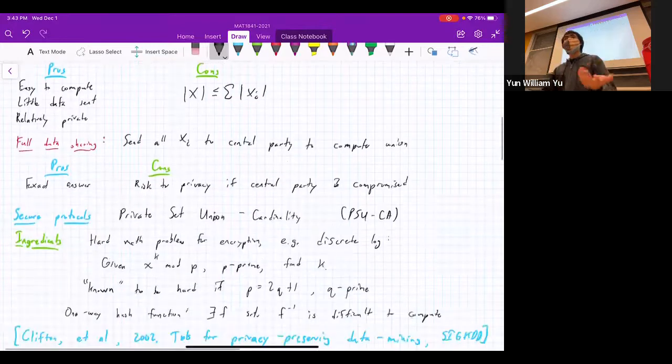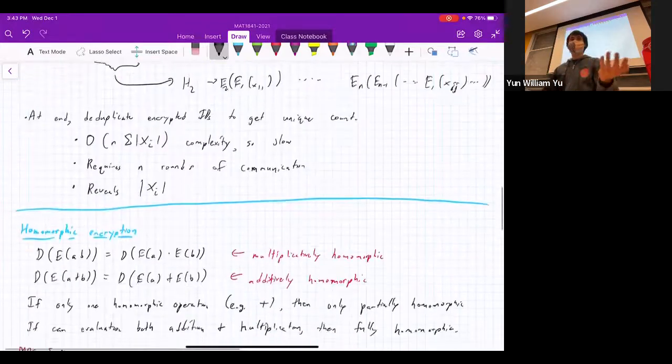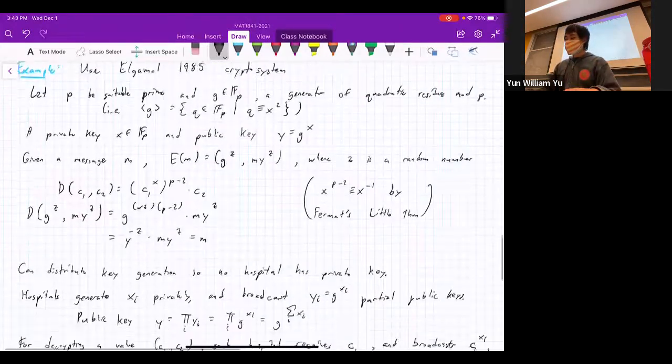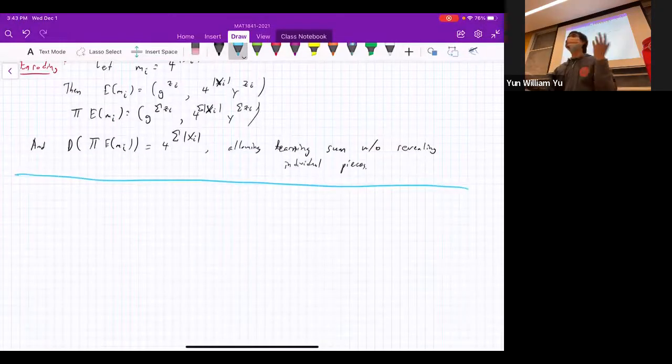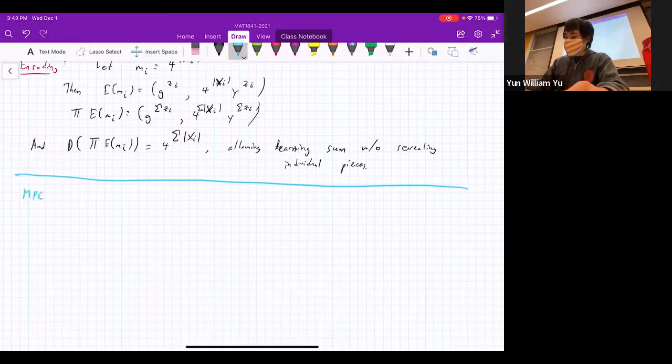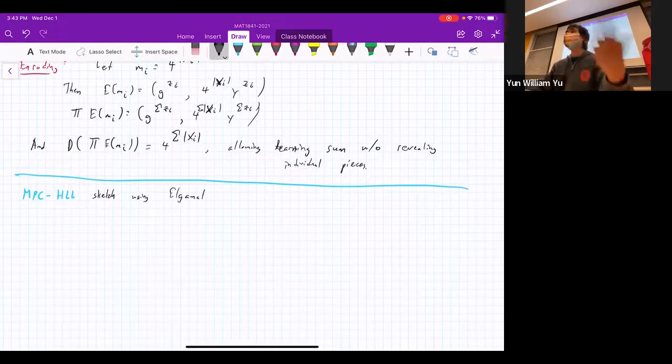So what we're going to do now is turn back to probabilistic sketching and show that we can use these homomorphic algorithms in an efficient way to compute the union of probabilistic sketches. Let's call this the MPC HyperLogLog sketch. Let's say we're using ElGamal, but there are many different choices of a partially homomorphic crypto system.